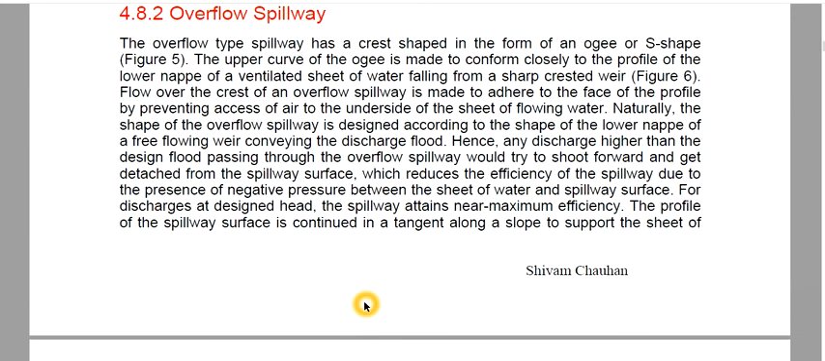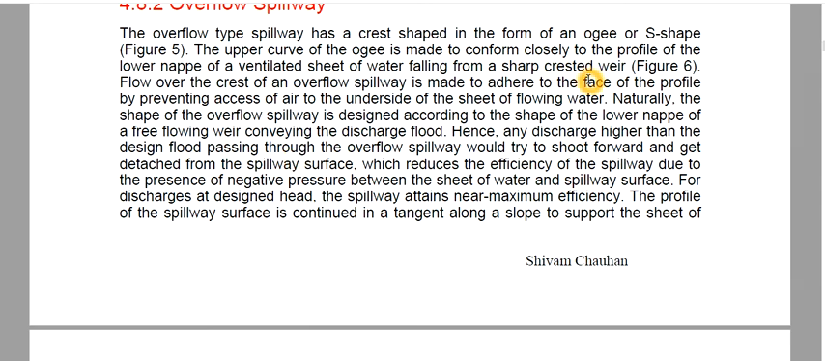So now we are here. Naturally, the shape of the overflow spillway is designed according to the shape of the lower nape of a free flowing overweir conveying the discharge flood. Hence, any discharge higher than the design flood passing through the overflow spillway would try to shoot forward and get detached from the spillway surface. The theory is very much explanatory, which reduces the efficiency of the spillway due to the presence of negative pressure between the sheet of water and spillway surface.